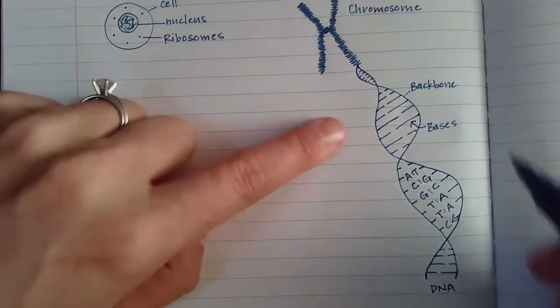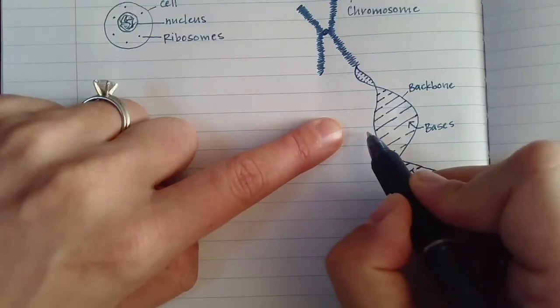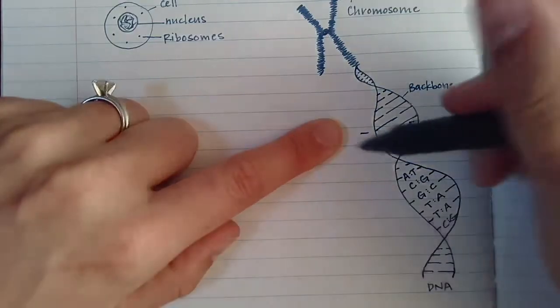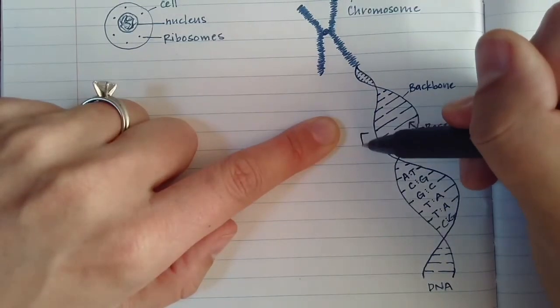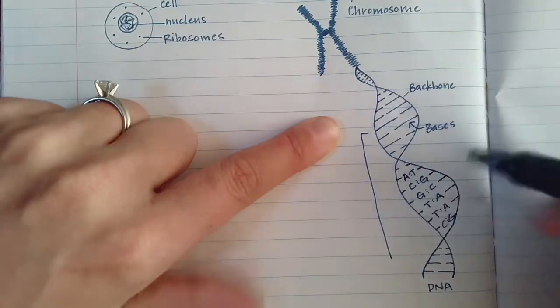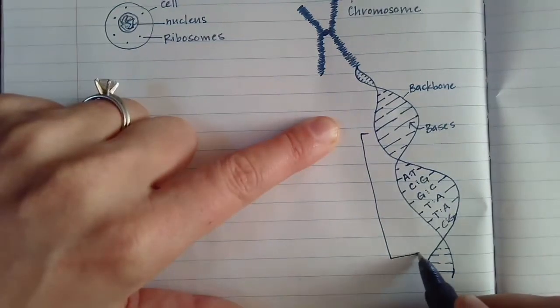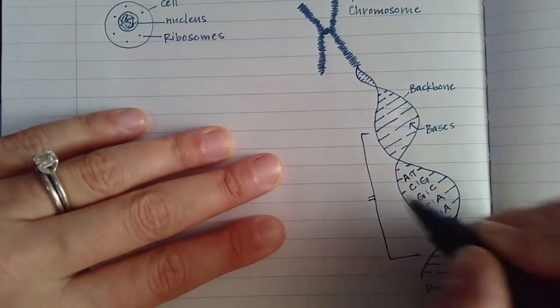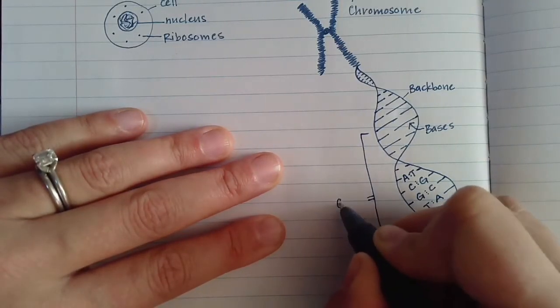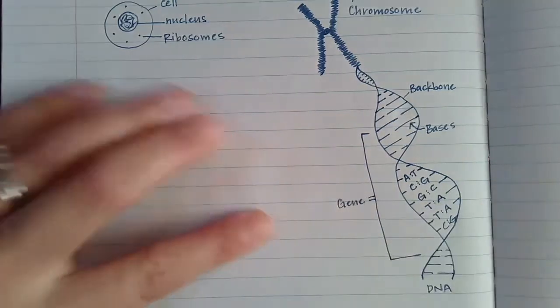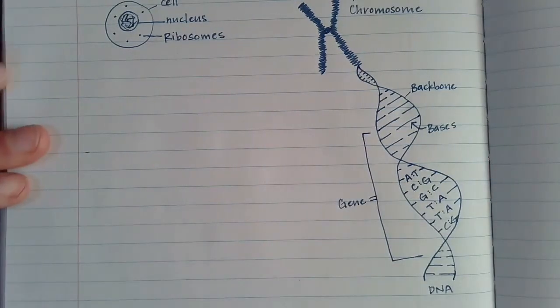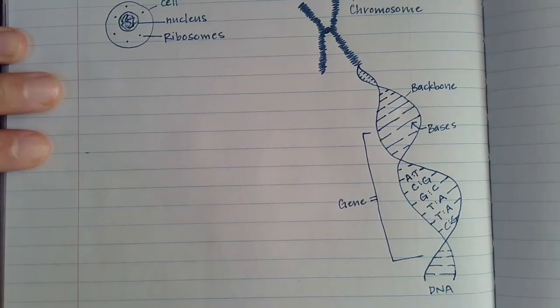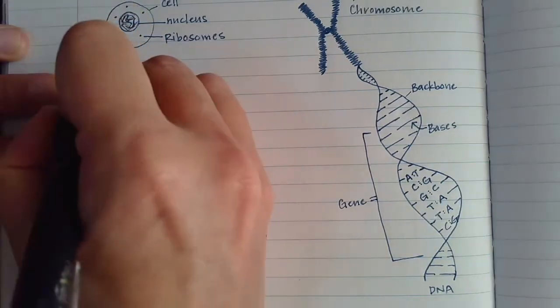And then a section of DNA, if I had, say, from right here to say right here, this section of DNA, that's what we call a gene. So let's define some things. Let's start by defining a gene.